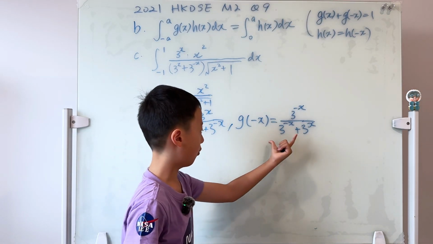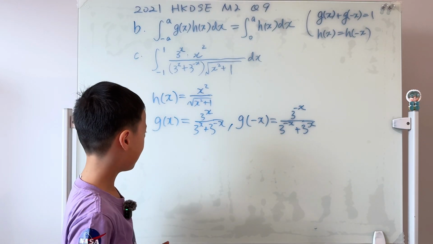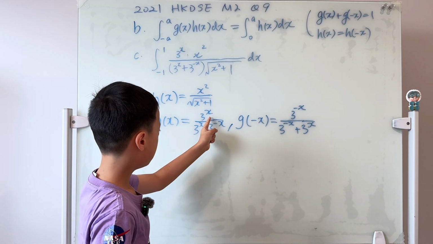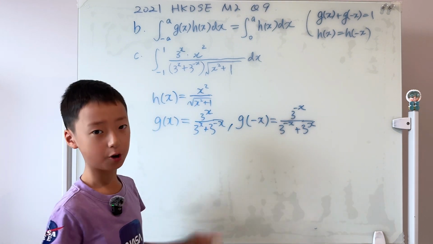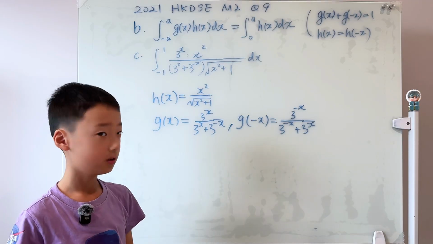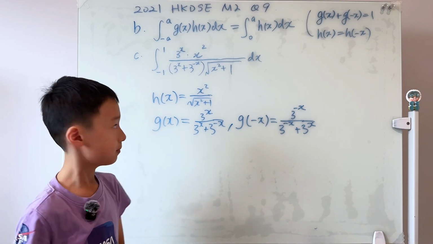If we just swap the order of this, the denominators will be the same, so we can just add them together. And 3 to the power of x plus 3 to the power of negative x is the denominator, so it's just 1. So then our guess was correct. These are the correct functions.